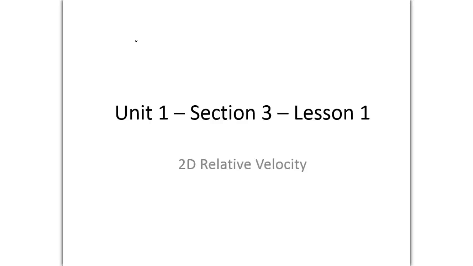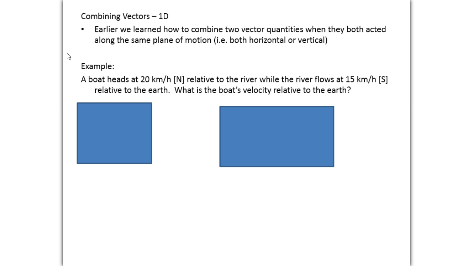For this class, we're going to look at section 3, and there's only one lesson in this section. We're looking at 2D relative velocity. From earlier in the week, we have finished up one-dimensional velocity, combining vectors. We learned how to combine two vector quantities when they both act along the same plane of motion. In other words, whether they're both acting horizontal or vertical.